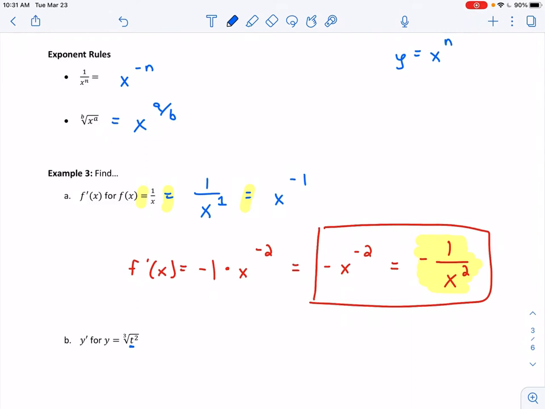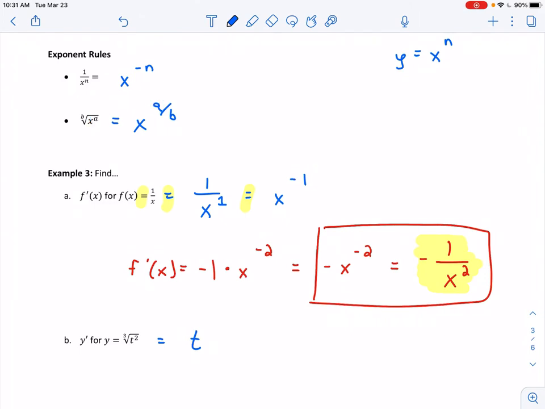I'm still going to use my power rule, but in order for me to do that, I need to use this second exponent rule this time. I need to rewrite this so that it looks like x, or in this case t, raised to some power. So in using that second exponent rule, I'm going to rewrite that as t raised to the, my numerator is actually the same as the power on the inside of that radical.